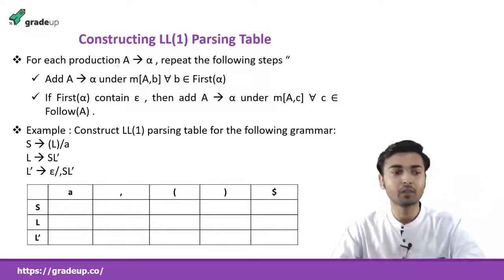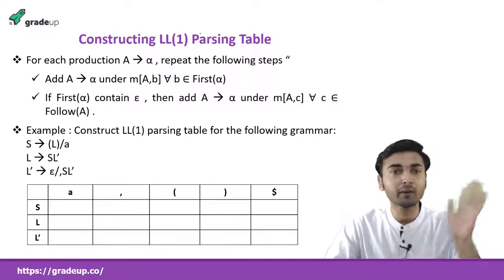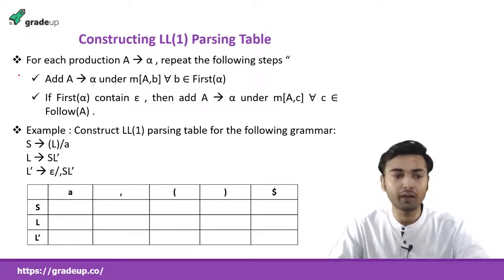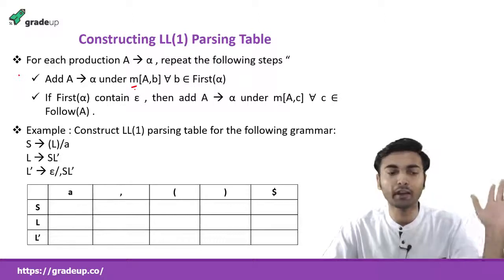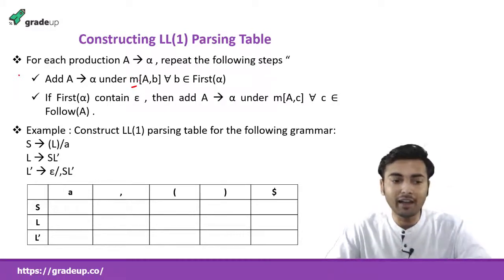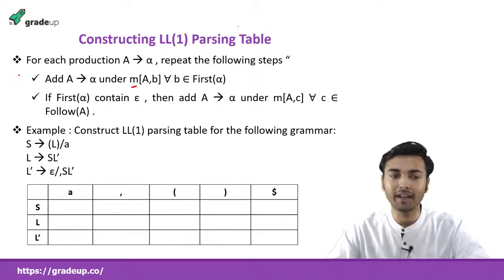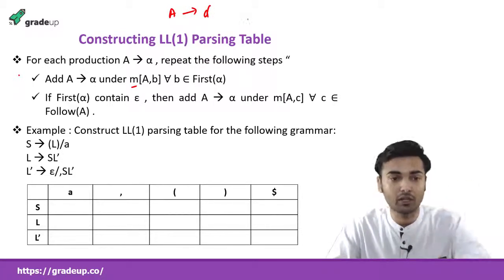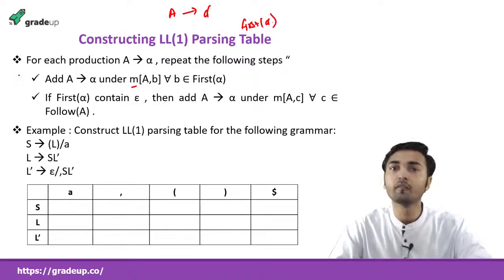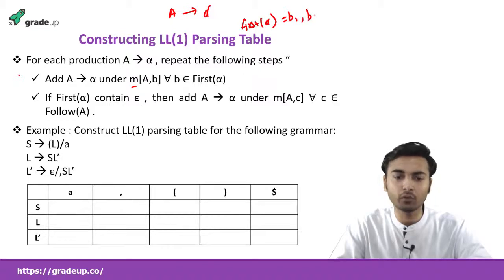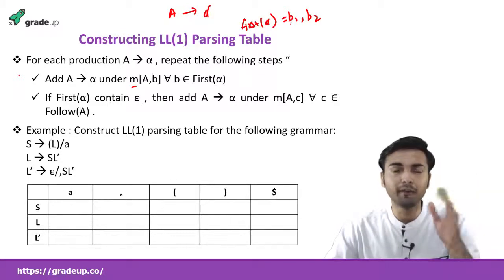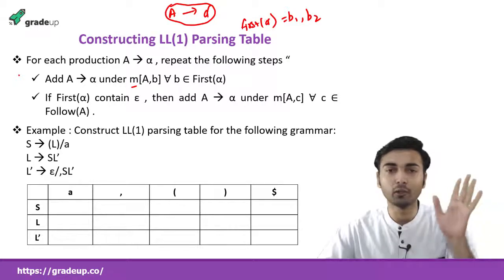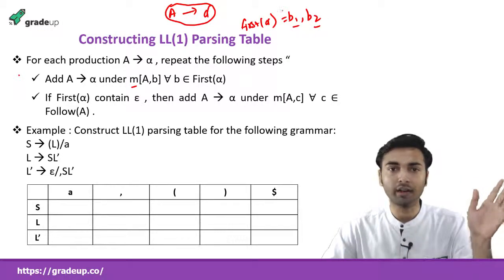Let us start now. For each production A goes to alpha, I have to do these two steps. First step, add A goes to alpha under M[A, B]. What is M? M is the name of the table. Under M[A, B], for all B belonging to first of alpha. What is the meaning of this statement? This is not very complex. I have A goes to alpha. This is my production. I'll find first of alpha. Suppose first of alpha is B1 and B2. Now you know how to find first. So add this production into the table in entries B1 and B2. Got it?